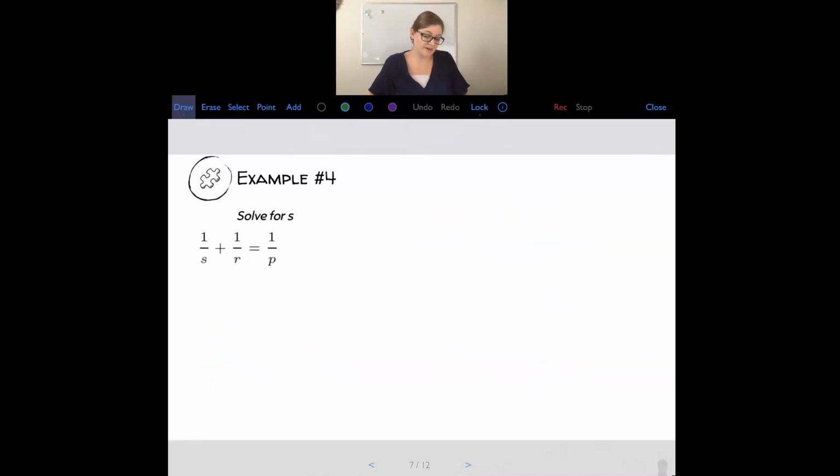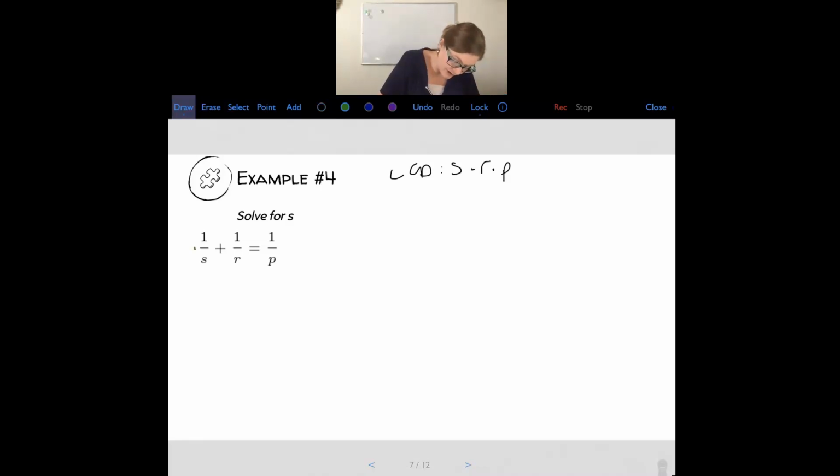Next example, solve for s. So 1 over s plus 1 over r equals 1 over p. So in this case, we can use what we learned with the least common denominator, where we find our least common denominator, make sure all of our fractions have that, let go of the denominator, and see how to solve for s. So in this case, our least common denominator is s times r times p, because we'll have to multiply them all together in this case to get the least common denominator.